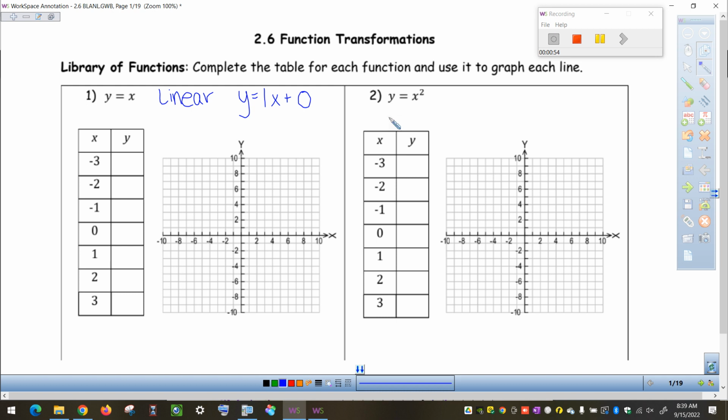Whoops, let's unfreeze that. Where's my thing? All right, so that we can actually see what's being written down.